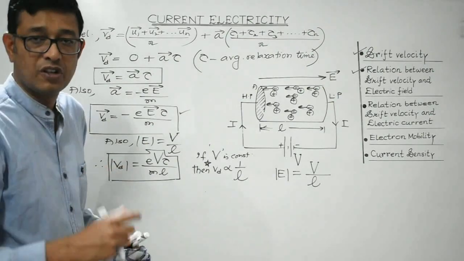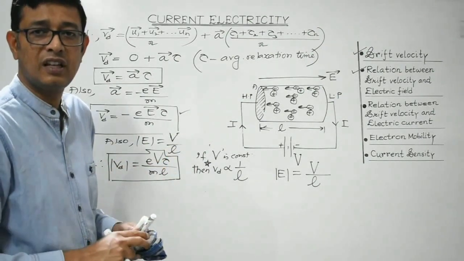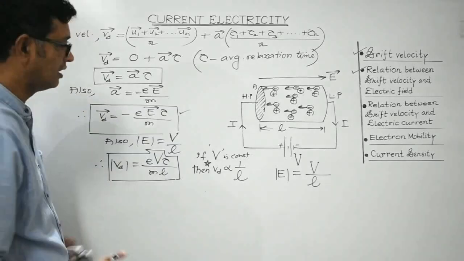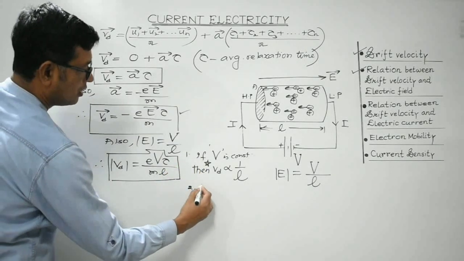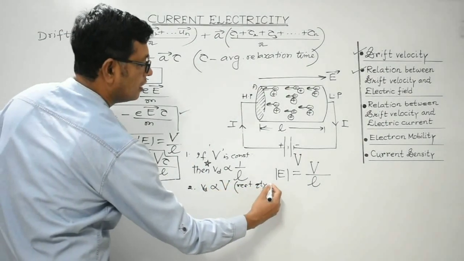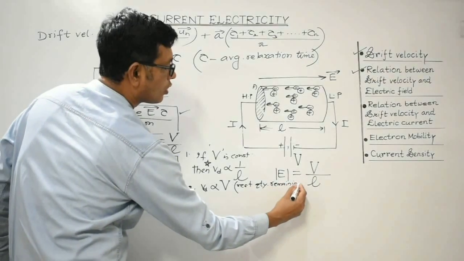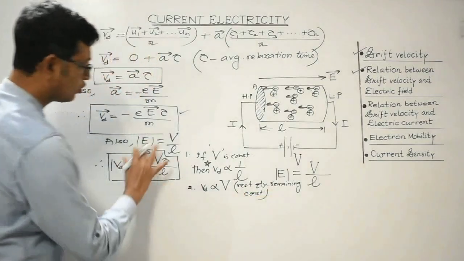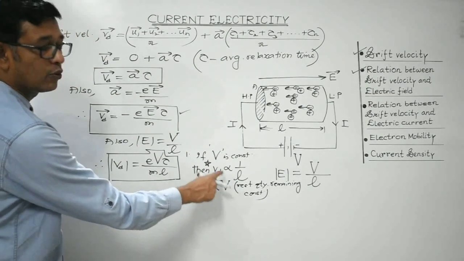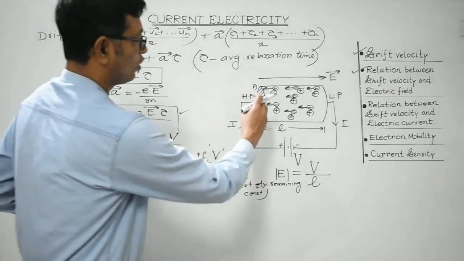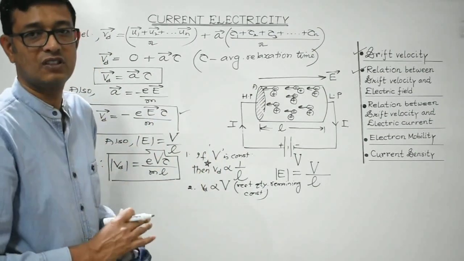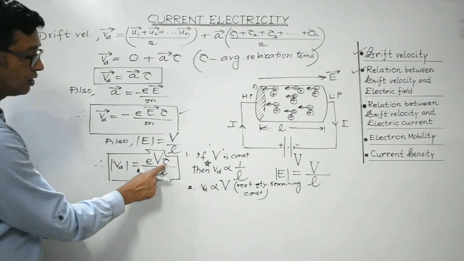Again, another question. If the physical conditions and dimensions of the conductor remain constant, then how does drift velocity vary with the applied potential difference? In that case, Vd is proportional to V, the rest of the quantities remaining constant. If other quantities like relaxation time and length remain constant, then drift velocity would be directly proportional to the potential difference. Like, if across the ends of the conductor the potential difference is made twice, the drift velocity of the electrons will also become two times, right? And it also depends upon the relaxation time.